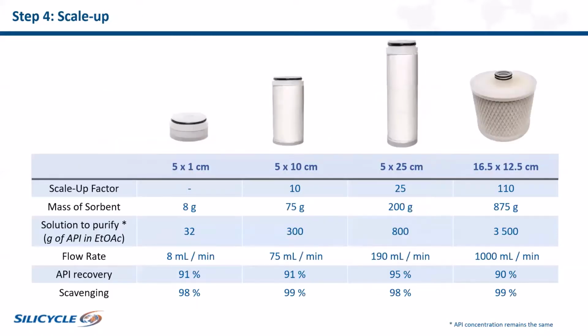To showcase the linearity, we transferred those conditions onto 4 different cartridges, with the smallest one being the 5 by 1 centimeters, all the way to our pilot scale cartridge size, the 16.5 by 12.5 centimeters. Using the different scale-up factors that were showcased earlier, you can see that we were able to get API recovery in the 90% range and scavenging efficiency of up to 99%. It is important to note here that the solution to purify stayed at the same concentration for the API and the impurities.